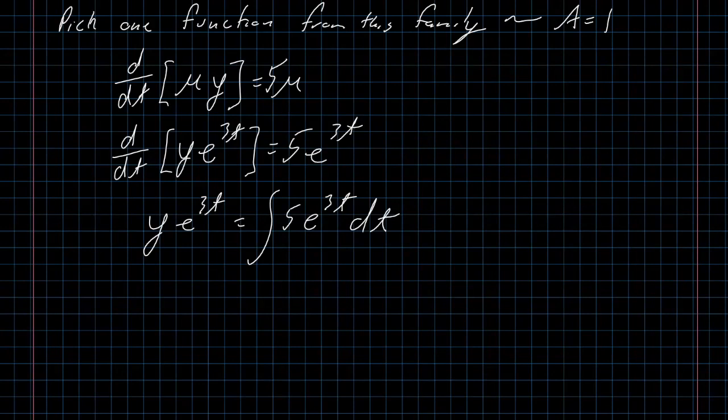In any event, the integral of 5e to the 3t, well, that constant 5 is just a constant. The integral of e to the x is e to the x. And to deal with the fact that it's the integral of e to the 3t, we're going to have to multiply by or divide by that coefficient of 3. So we're going to end up with 5 times 1/3 times e to the 3t plus some arbitrary constant c.